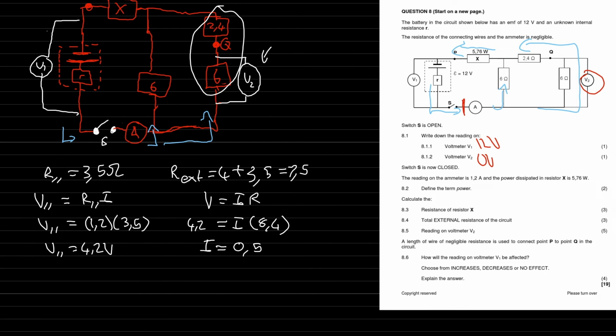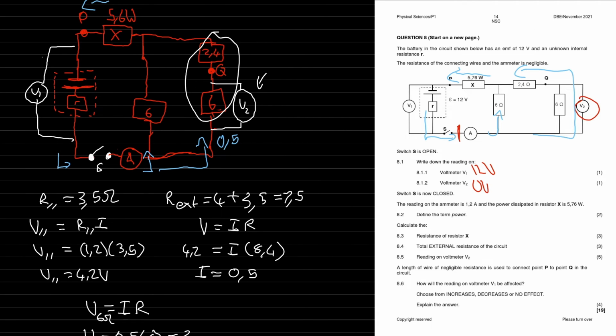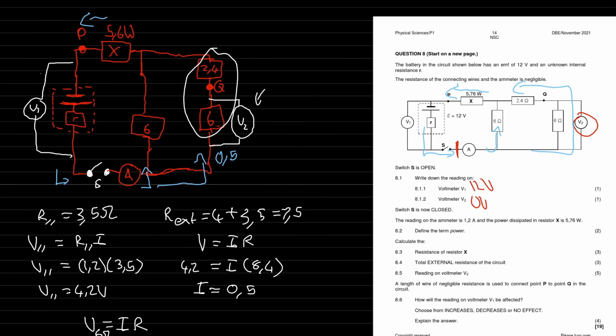The current going through here is 0.5, which means I can get whatever the voltage through the 6 ohm is by using V equals IR again. And this is over the 6. So that's going to be 0.5 times 6, which is equal to 3. Okay. So it's a bit tricky to see how the pattern flows. But once you got that, it becomes easier.